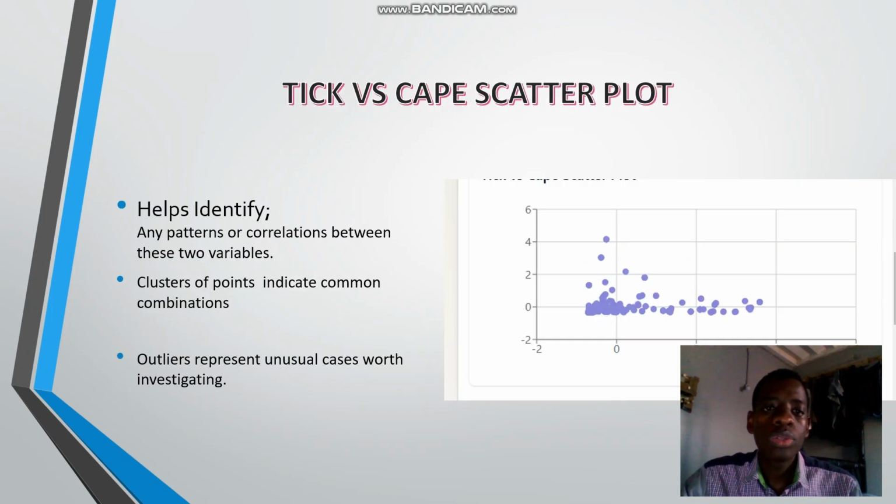We are going to the tick versus the Cape buffalo scatter plot. We are talking about the Cape buffaloes, which are the animals that spread the ticks. Among the functions of this scatter plot is that it helps us to identify any patterns or correlations between these two variables. The clusters of points indicate common combinations, and the outliers represent unusual cases which are worth investigating.